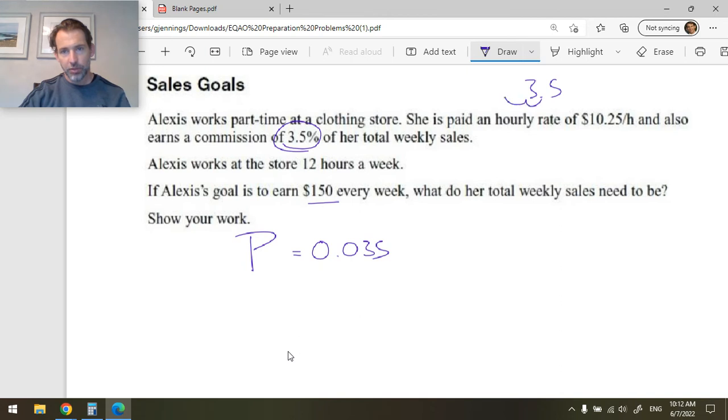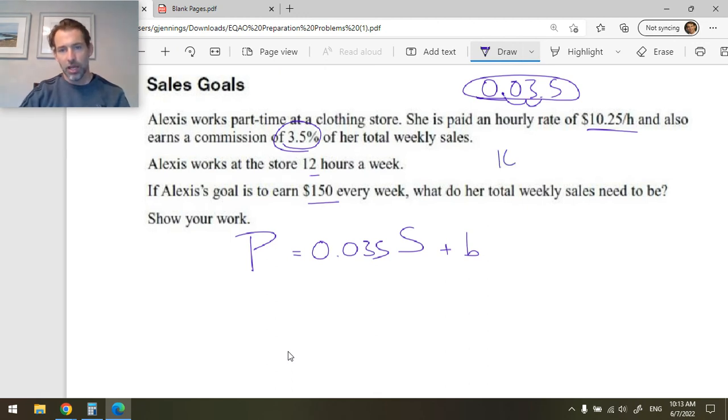Move the decimal place once, twice. So it creates a 0 there, a 0 there. So it's 0.035. That's what that is there. Multiplied by her S sales plus her B base rate. But what's her base rate? Well, it's this per hour, but she works 12 hours.